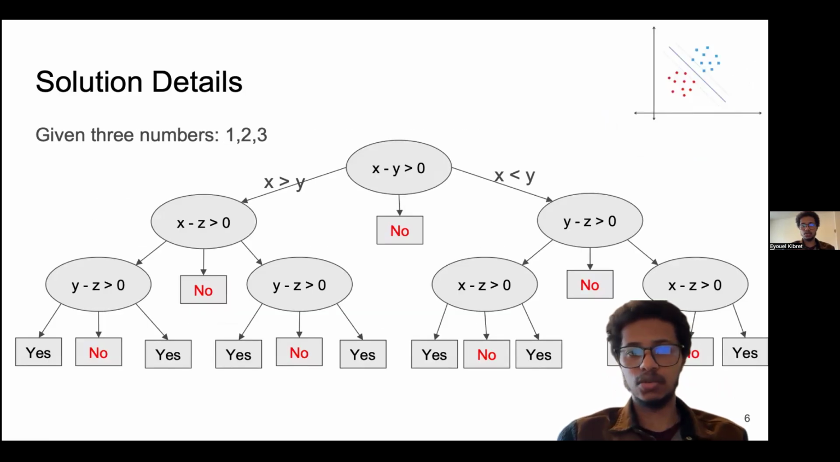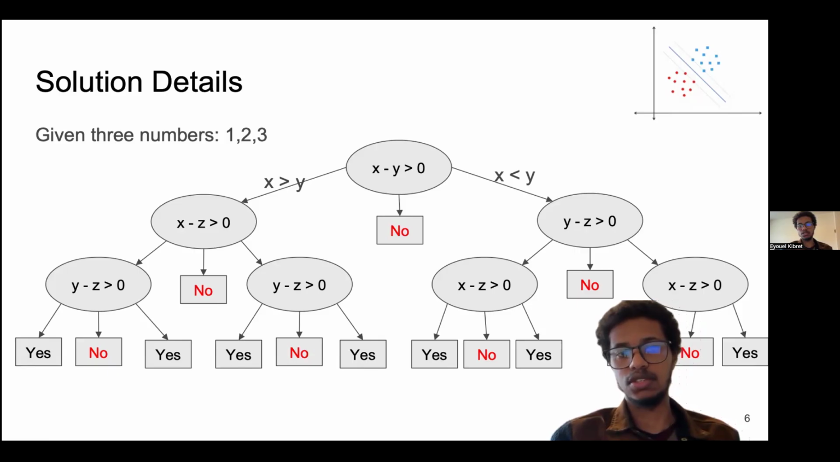So let's check it with an example. Given three numbers, one, two, three, this is how the algorithm runs. It checks one and two. One is less than two, so it goes to the left because it's true. It checks one and three, and one is different, so it goes to the left again. As soon as it goes to the left, if it's true, then it hits a yes. And so we basically found out that this array is distinct.